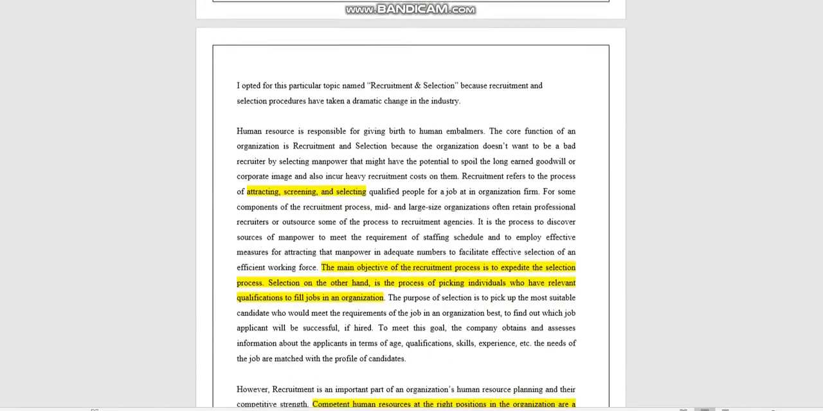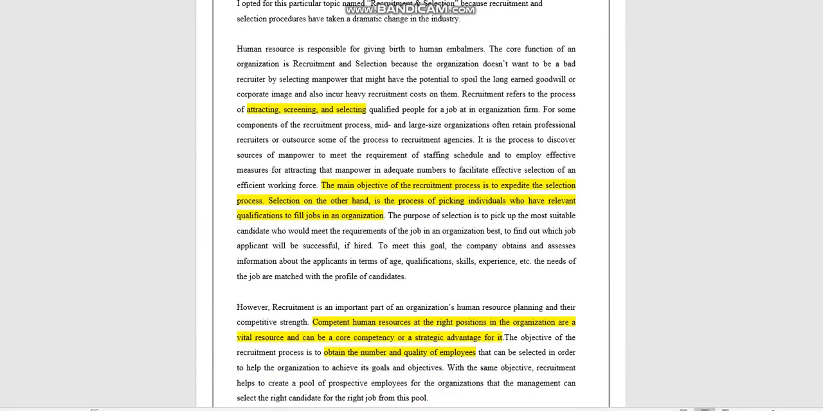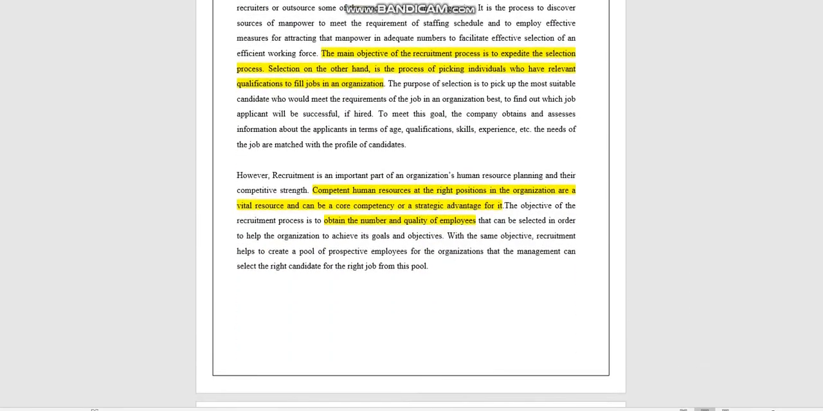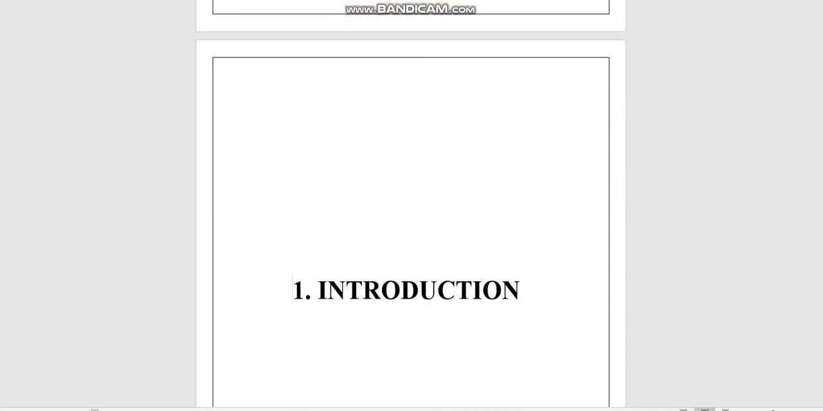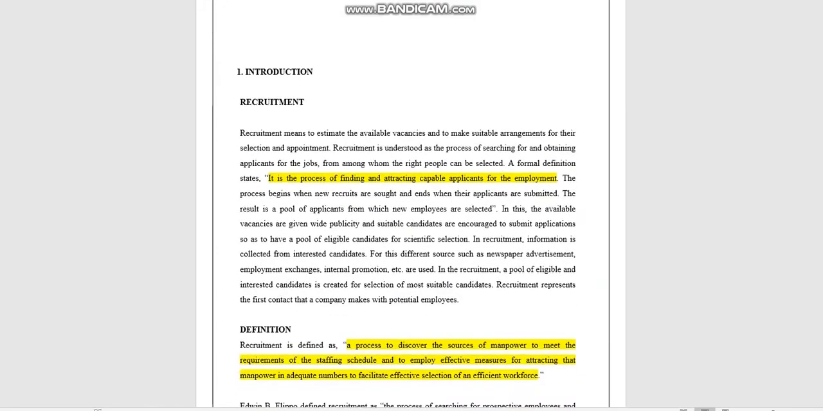So in this I have first executive summary of my report. Executive summary is like the general information related to the recruitment and selection process. And next I am entering into my chapter. So first chapter is introduction. Introduction is like general introduction about recruitment and selection process.